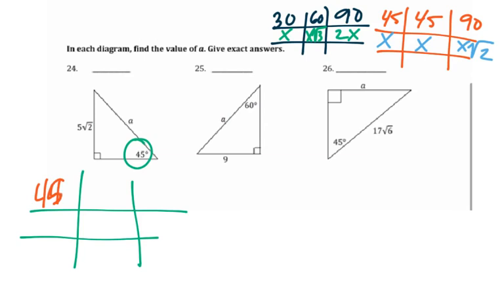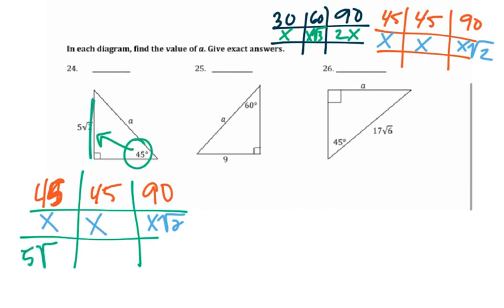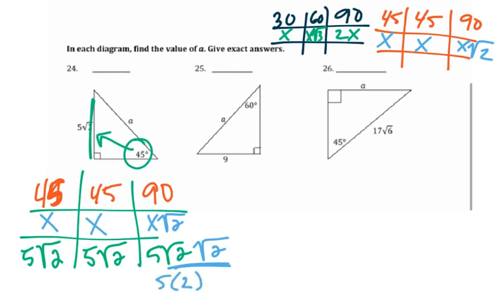45, 45, 90, x, x, x root 2. So it says that the x is the number across from the 45. So that's the number 5 root 2, which means this x also has to be 5 root 2. So now this one is x, which is 5 root 2, and then another root 2 behind it. Root 2 times root 2 is root 4. Root 4 is 2. 5 times 2 is 10. So the side across from my 90 is the number 10.